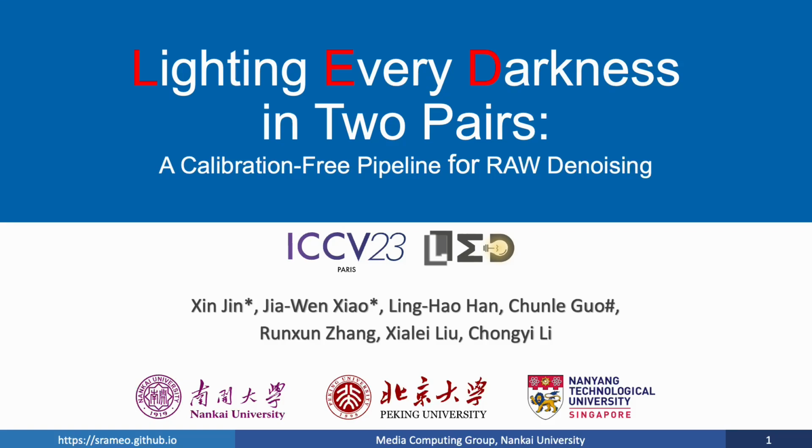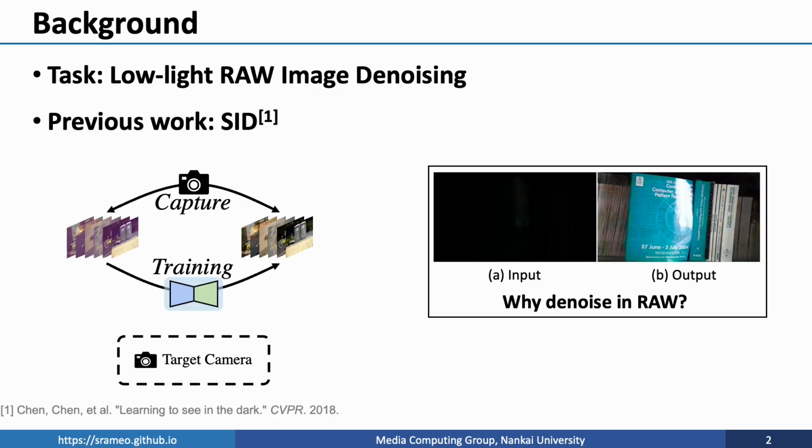Hi everyone, now let me introduce our work, Lighting Every Darkness into Peers, a calibration-free pipeline for raw denoising. As stated in the title, our work mainly focuses on low-light raw image denoising. Now, let's start from some background knowledge.